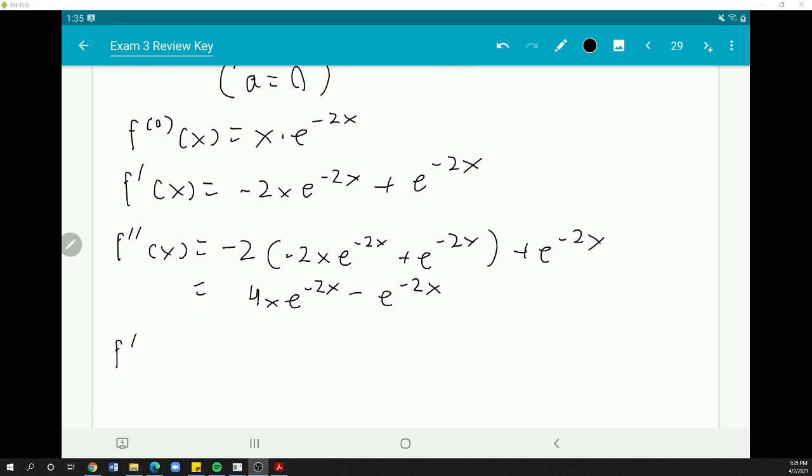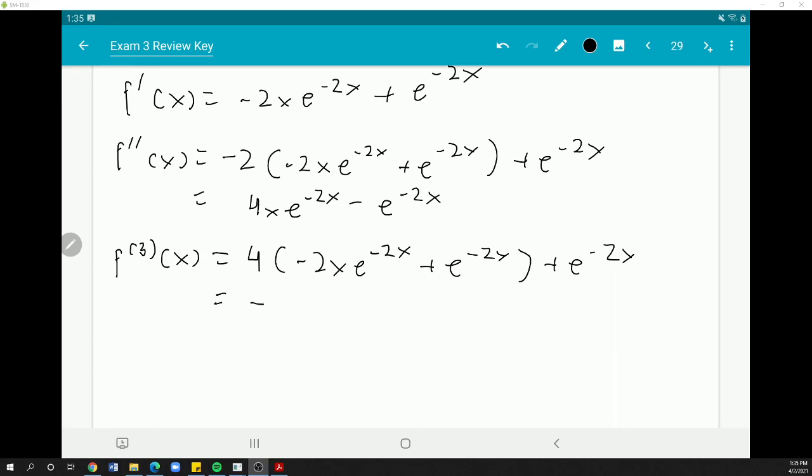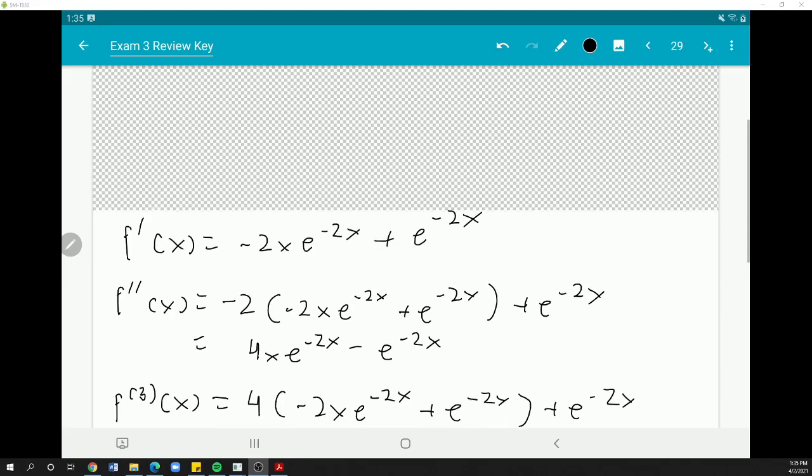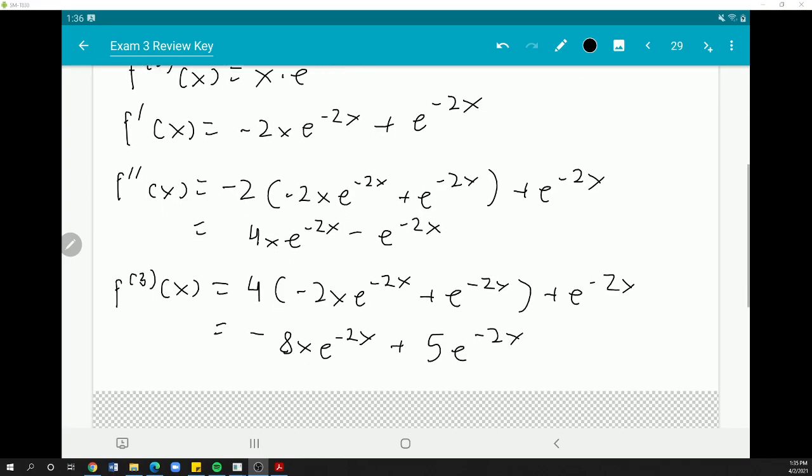And then one more derivative. Do the same thing. This is 4x e to the minus 2x. Copy down the first derivative we did because it's the same. Plus e to the minus 2x plus e to the minus 2x. And so you get minus 8x e to the minus 2x plus 5 e to the minus 2x. And so now we can start plugging in what these are at 0.